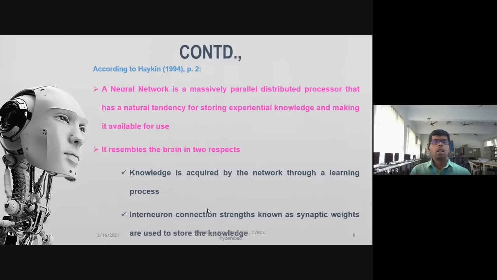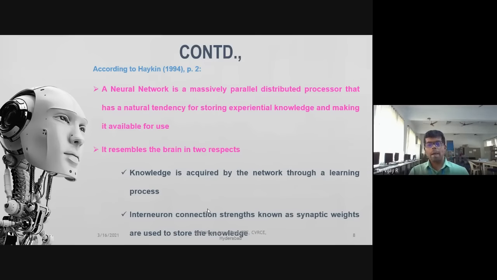Another definition for the neural network was given by Haykin, 1994. A neural network is a massively parallel distributed processor, like our human brain, a parallel distributed processor that has a natural tendency for storing experiential knowledge and making it available for use.